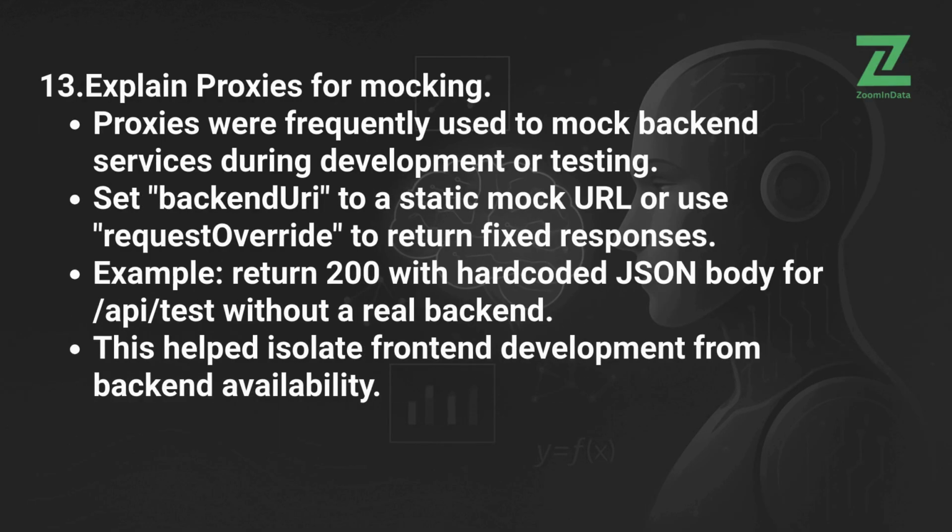Explain proxies for mocking. Proxies were frequently used to mock backend services during development or testing. Set backend URI to a static mock URL or use request override to return fixed responses. Example: return 200 with hard-coded JSON body for API test without a real backend. This helped isolate front-end development from back-end availability.